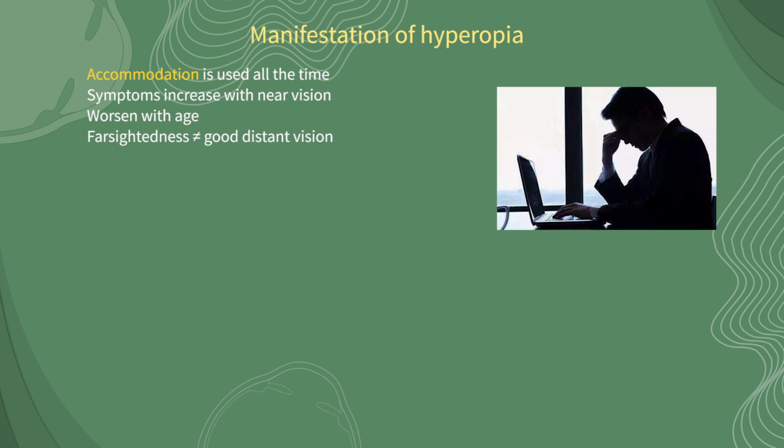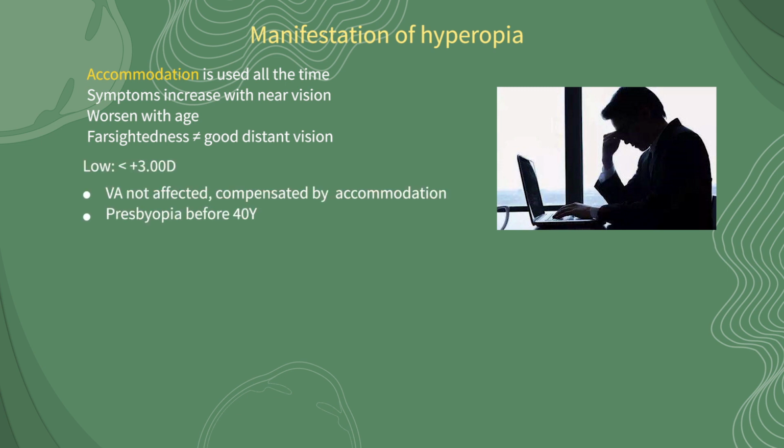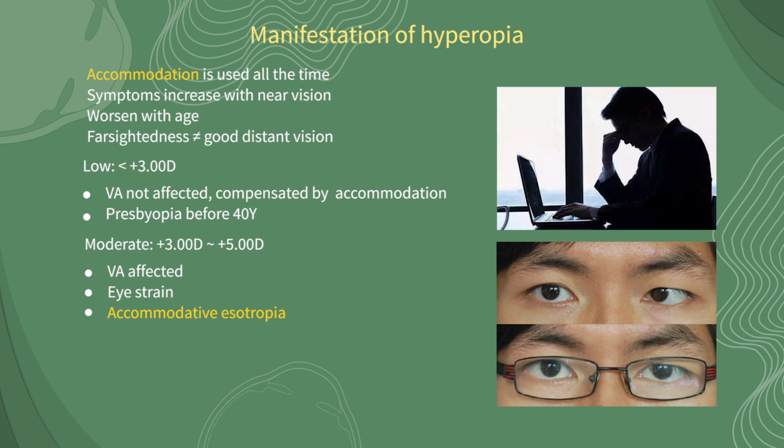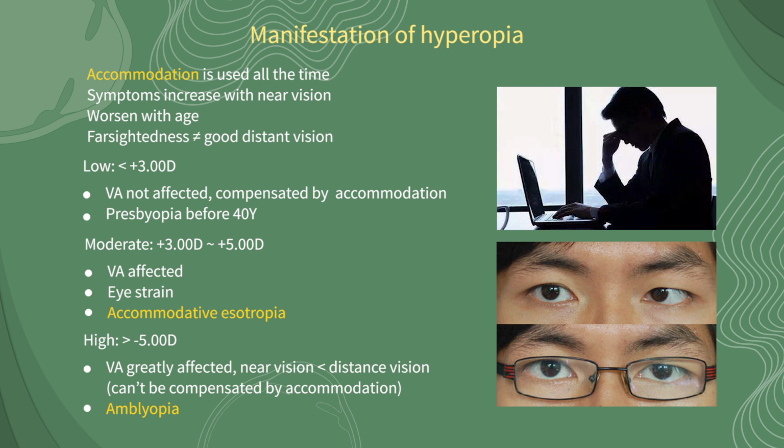But remember, farsightedness doesn't mean good distant vision. Once the accommodation fails to compensate, distant vision is also affected. And as you can imagine, the near vision is even worse. In addition, due to the correlation between accommodation and convergence, hyperopia is a frequent cause of accommodative esotropia, which can be reversed when the hyperopia is fully corrected. The uncorrected high hyperopia may lead to amblyopia in children.